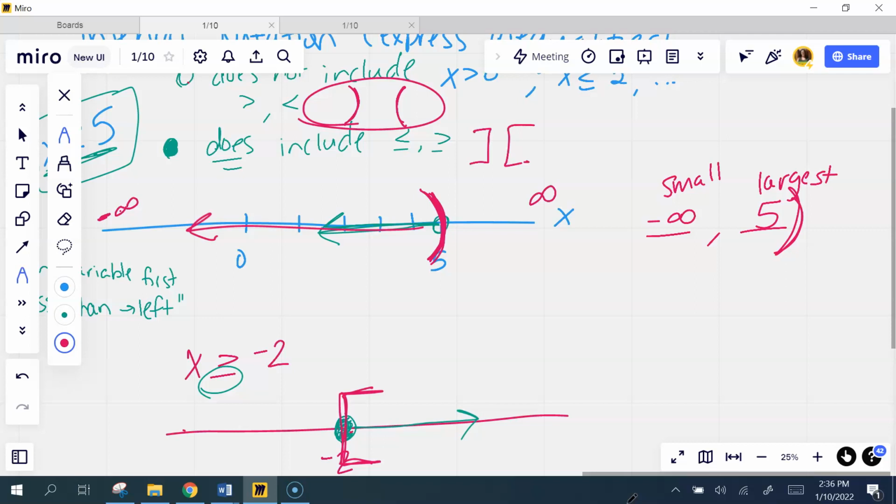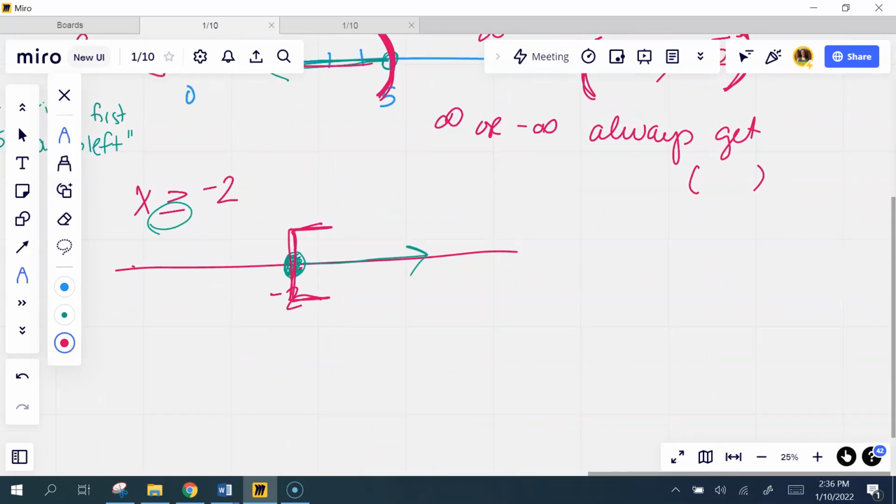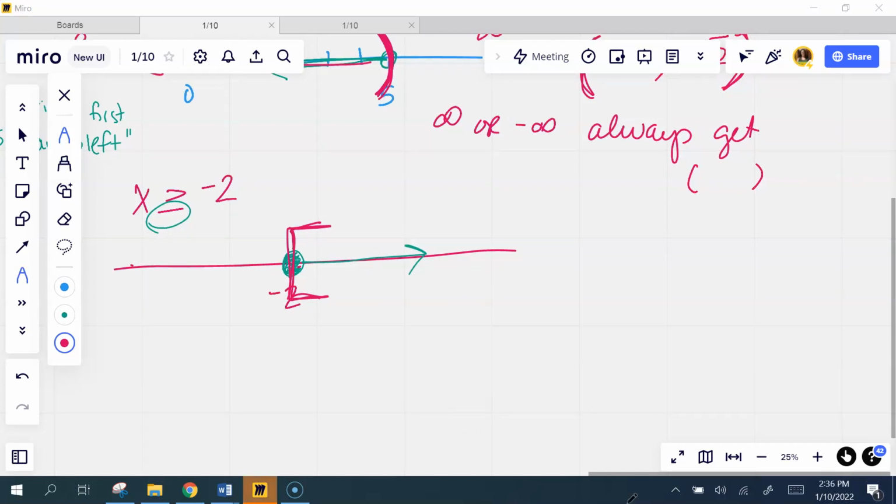Now, remember I told you this had to have a parenthesis or a bracket? Every infinity or negative infinity always gets a parenthesis. One way or the other, they always get a parenthesis because you can't actually be infinity. Okay, so let's look at this other one, this -2 to infinity. As I go here, the smallest that my x value can be is -2. That gets a bracket because it includes, and it goes up until you get to infinity. And of course, that's a parenthesis.